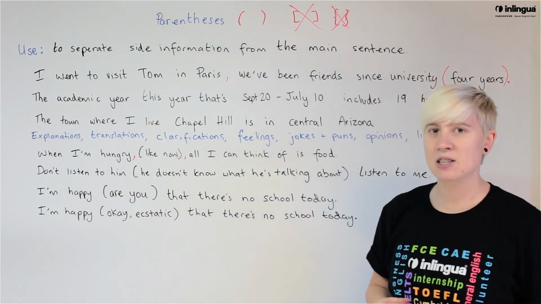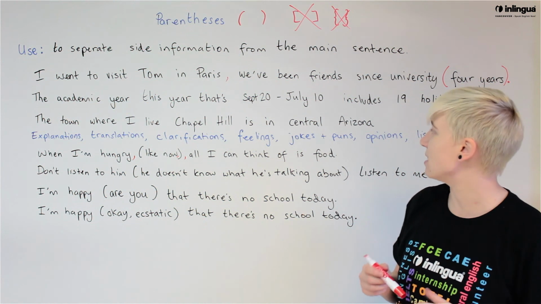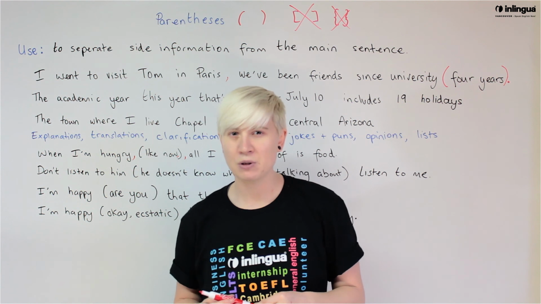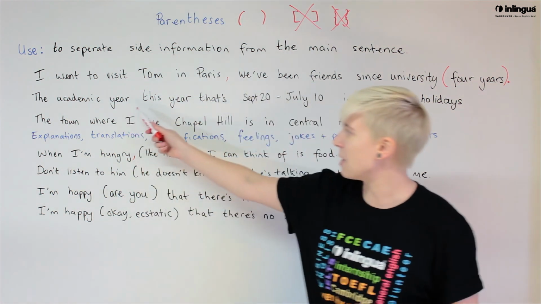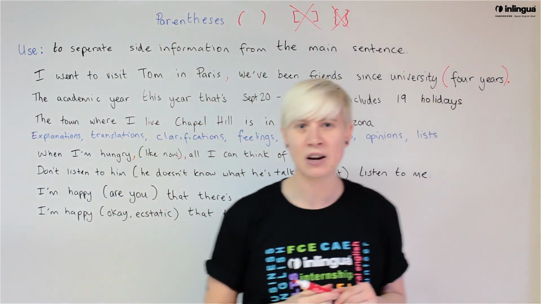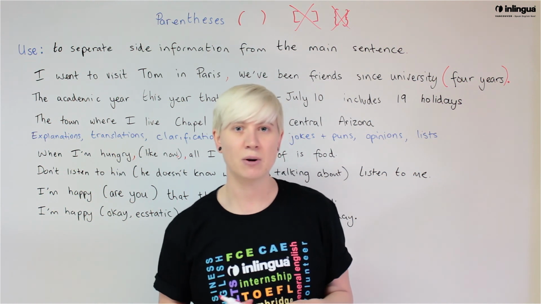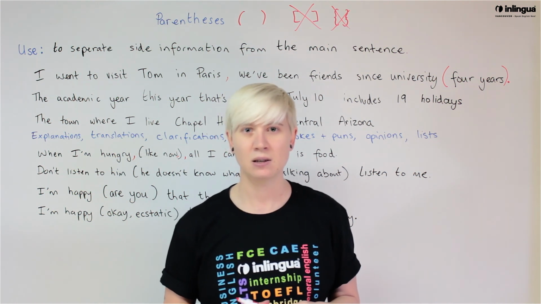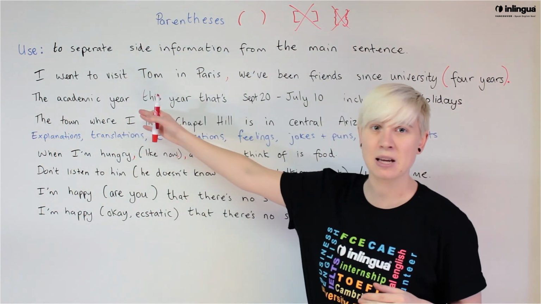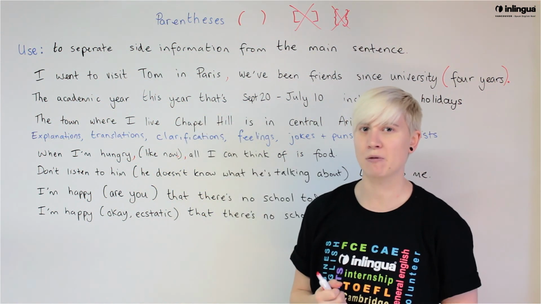Let's have a look at the next sentence. The academic year this year, that's September 20th until July 10th, includes 19 holidays. So it's getting a little bit confusing, a lot of information. The academic year this year, that's September 20th till July 10th, includes 19 holidays. What information do you think we need in this sentence the most? What is the point of the sentence? Well, we are talking about how many holidays there are in the academic year. So which piece of information is maybe extra, side information?